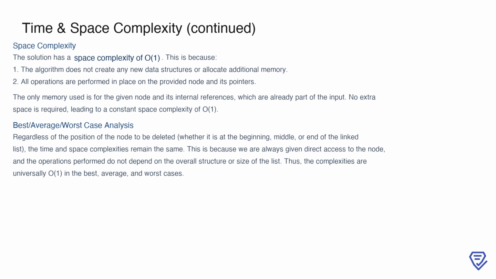Additionally, the time and space complexities remain consistent regardless of where the node to be deleted is located in the list, whether it's at the beginning, middle, or end. Since the operations depend only on the local node and its neighbor, the complexities stay constant in all scenarios, making the best, average, and worst cases identical with O(1) in both time and space.